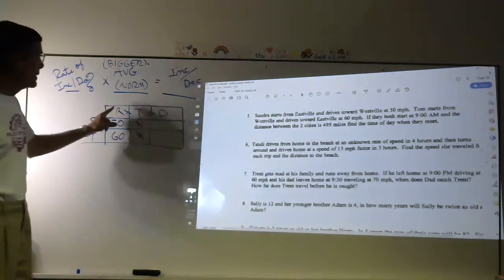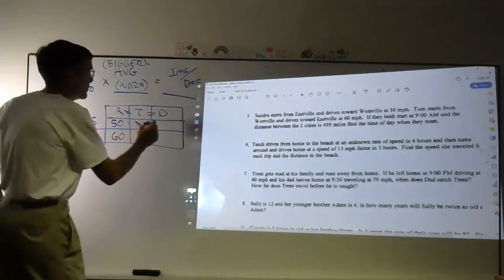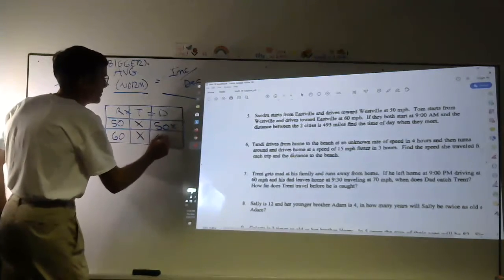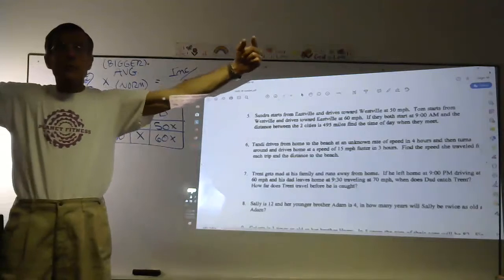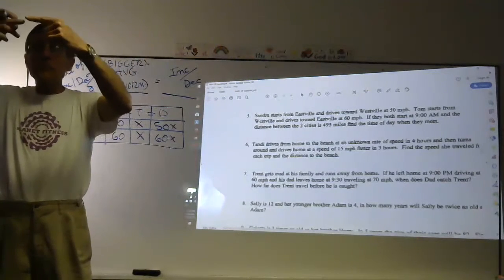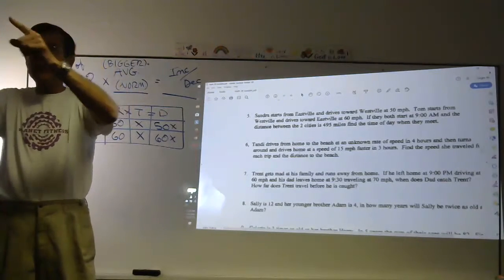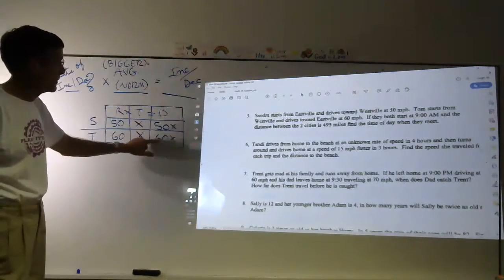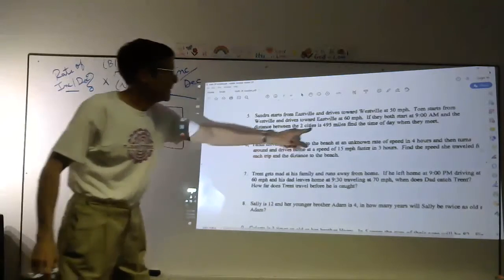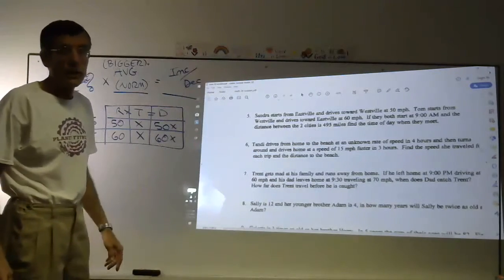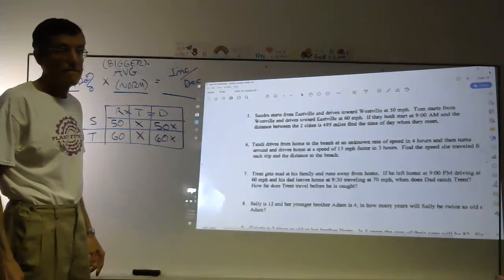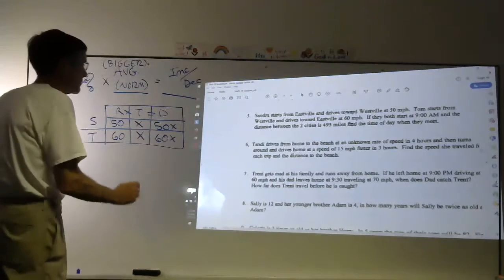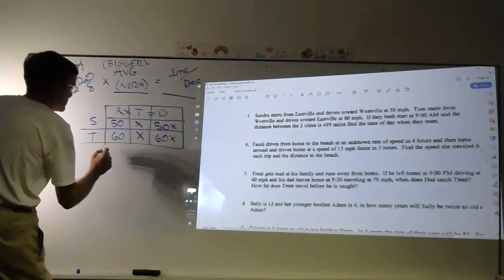Okay? Rate times time is your distance. So Sandra's distance is 50x. Tom's distance is 60x. Here they come toward each other. When they meet in the middle, his distance and her distance will add up to the total. You can simply add those two up and set it equal to 495. Really easy to solve.